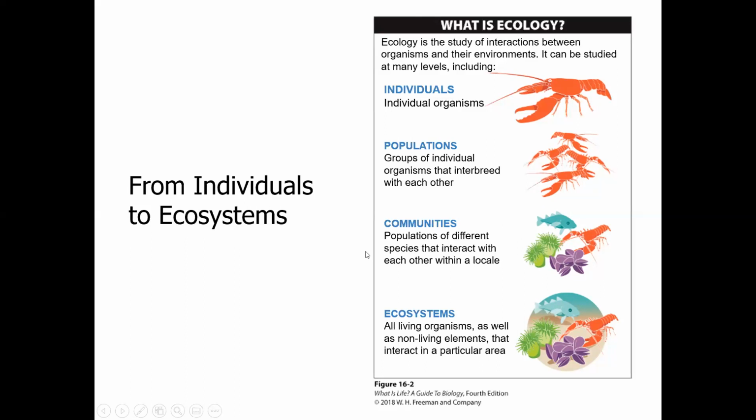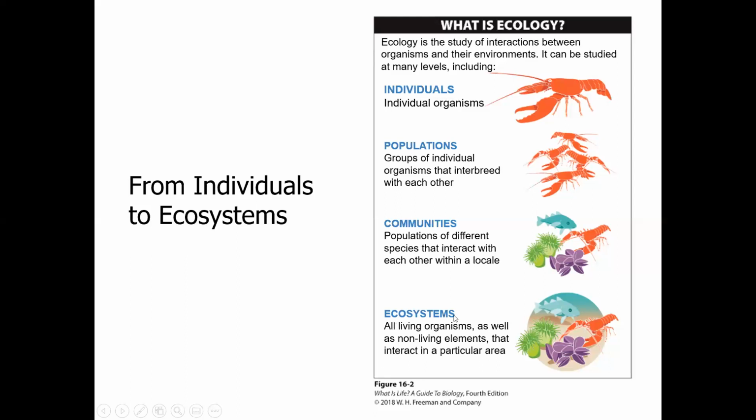Next level we have is called a community. So a community is not just the population of one organism, but all of the populations of different organisms that interact with each other in a location. So in this example, we have a population of lobster, but we also have this population of fish, and this population of clams, and this population of sea urchins. So they all are populations that inhabit the same area, making a community. So think of community as all of the populations in the same area for all of the species.